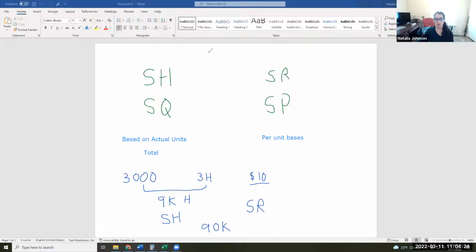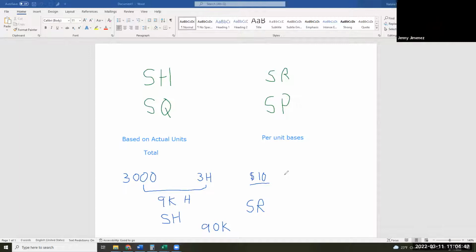And not only with the standard, also with the actual hours. Actual quantity is based on the total units that they sold, purchased, or used, while the actual rate or the actual price is the number only per unit. So the AO, the actual output, that's the 3,000, right? And the SQA, standard quantity per hour, is 3 hours. Is that right?